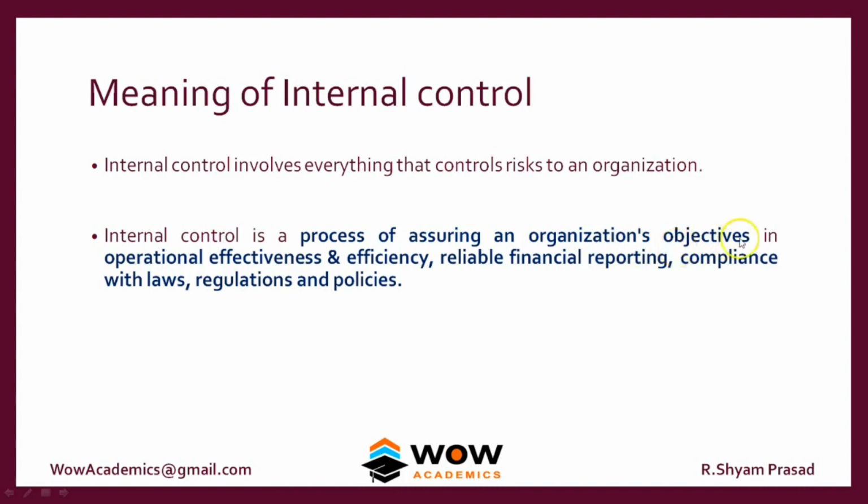So where does internal control help us? It helps us in operational effectiveness and efficiency. What is operational effectiveness and efficiency? When we make a sale, there can be a fraud or error. So we create rules and regulations on how a sale has to be made, how it is to be accounted, how the cash has to be received, how we have to give a bill. All these kinds of rules inside a company help us in achieving operational effectiveness and efficiency.